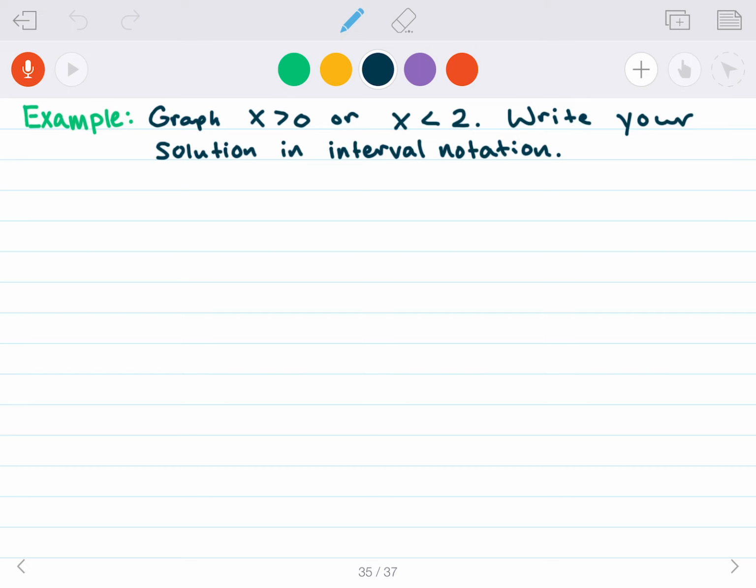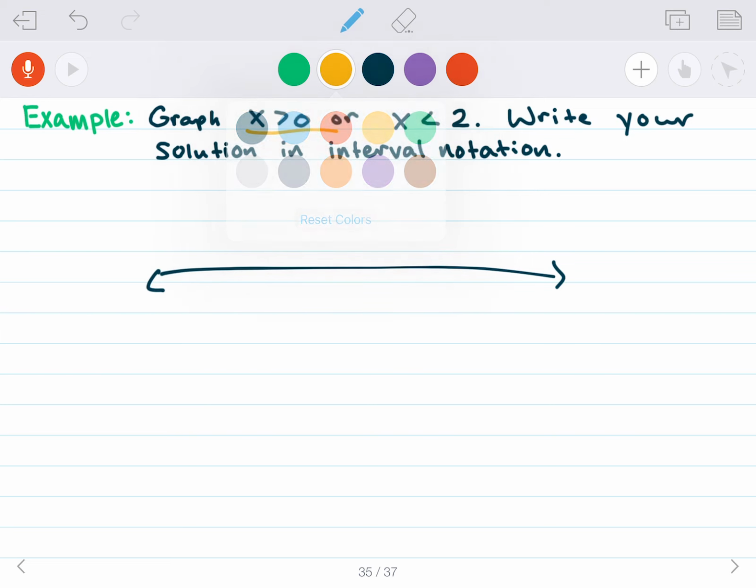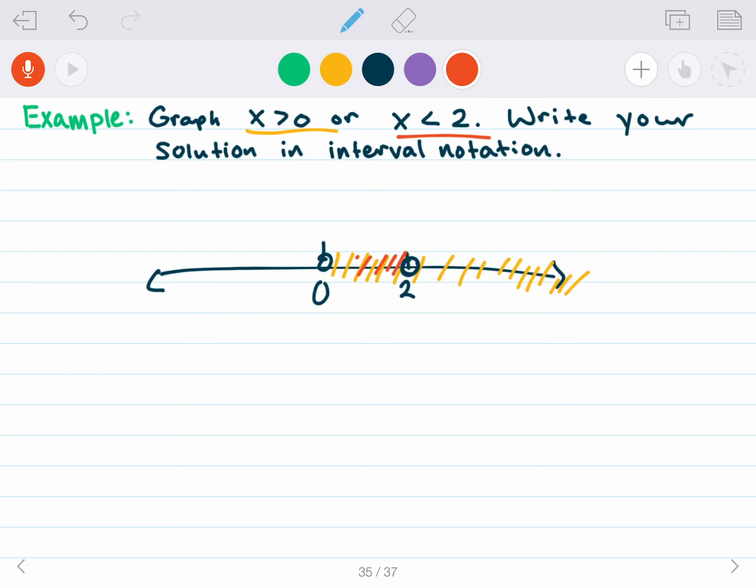Let's try another one. So x is greater than 0, or x is less than 2. Either or. So we're going to join these sets. X is greater than 0. So at 0, I'm going to put an open dot because it's strictly greater than, and then we're going to shade to the right for that set. So that is x is greater than 0. X is less than 2. I'll plot 2 right here. Again, put an open dot. And less than 2 is going to be everything to the left of 2.